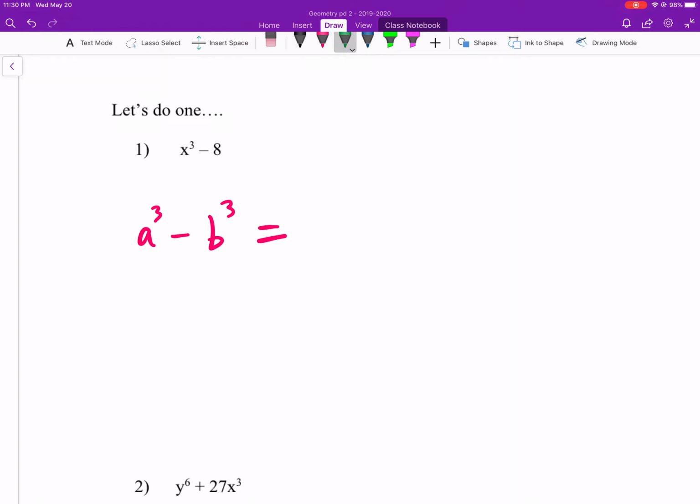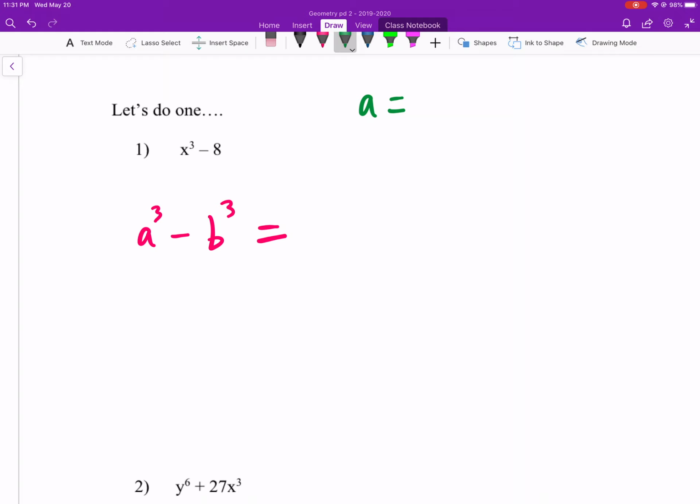But first, we need to know what is a? What's the cubed root of x to the third power? So essentially, I'm not going to be writing all cube roots and stuff. I want you thinking about what times itself gives me x to the third power.